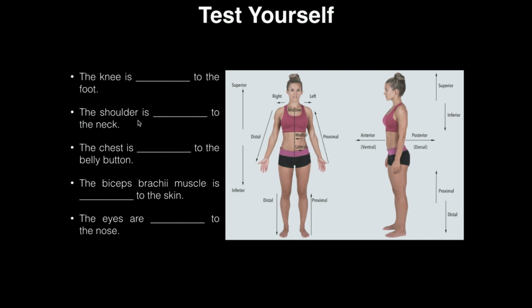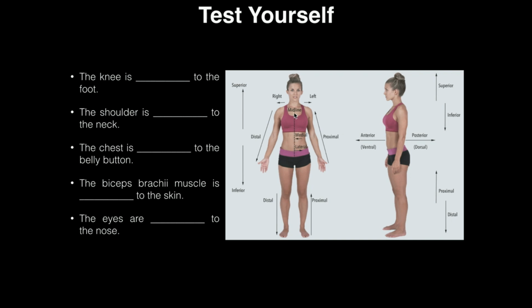The shoulder is blank to the neck. Well, now we're on the torso. And we're talking relative to the midline because they're more or less next to each other. So the shoulder is actually lateral to the neck because the shoulder is further away from the midline than the neck is. The chest is blank to the belly button.